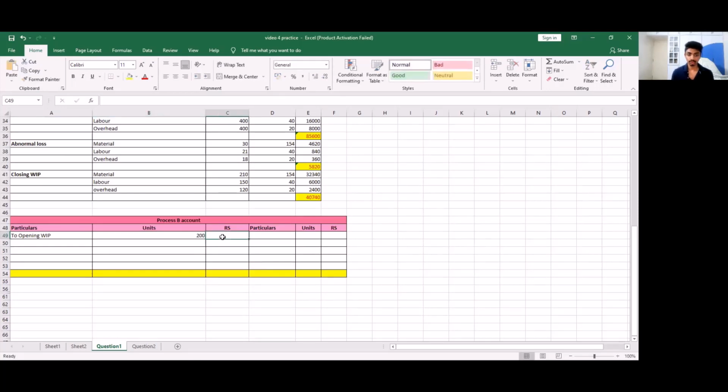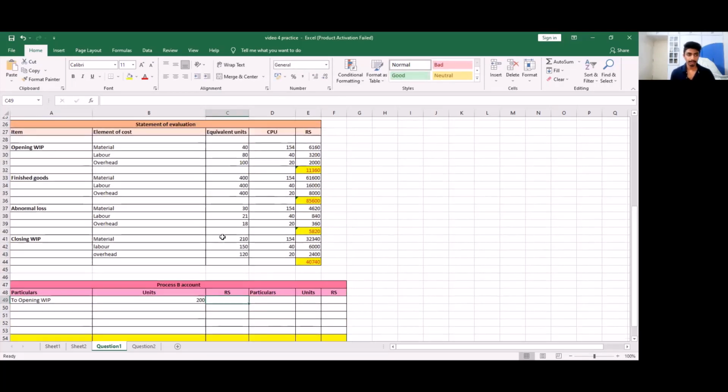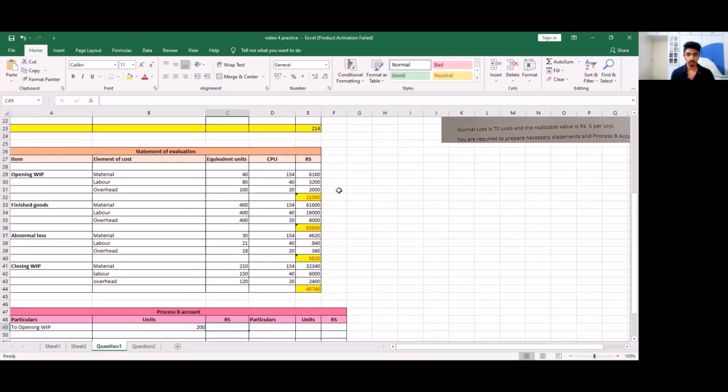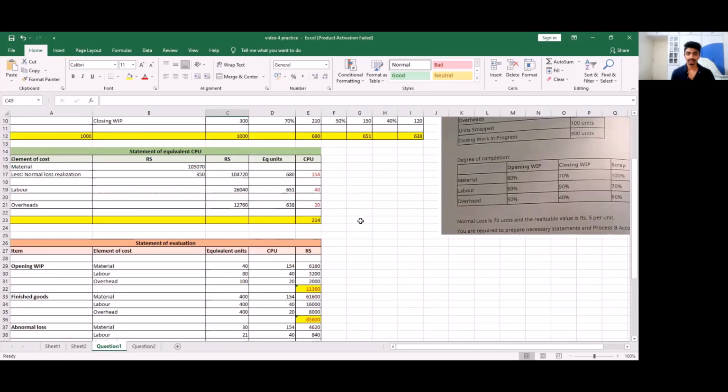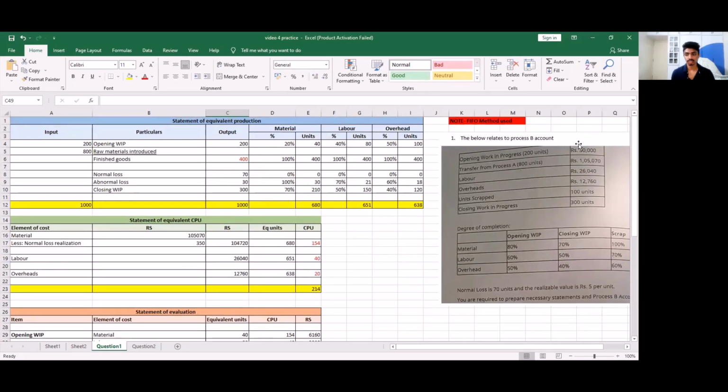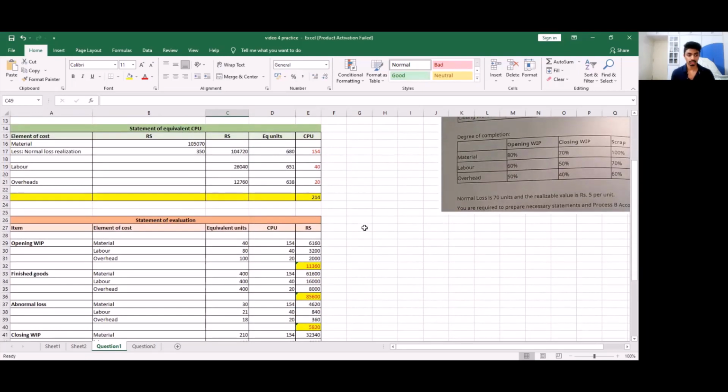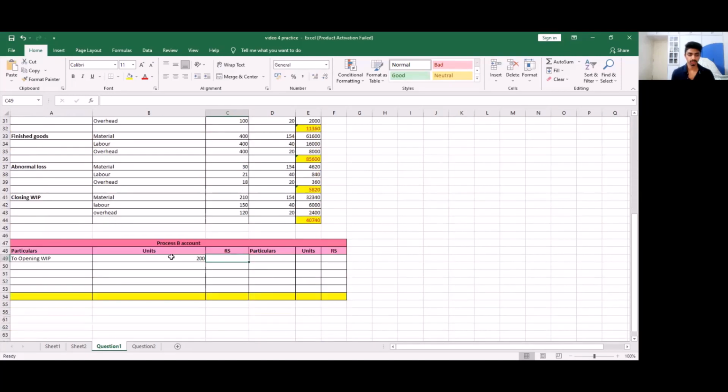And for amount, we need to remember that we don't take this value of 11,360 that we found in our statement of evaluation, but we take the value in our question, which is 30,000. So for opening stock or opening work in progress, the value we take in our process account is from our question, which is 30,000, and not from our statement of evaluation. So I'm going to write this as 30,000.